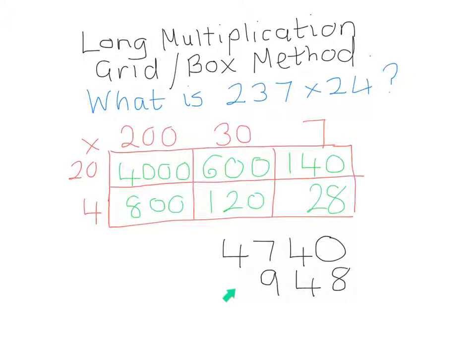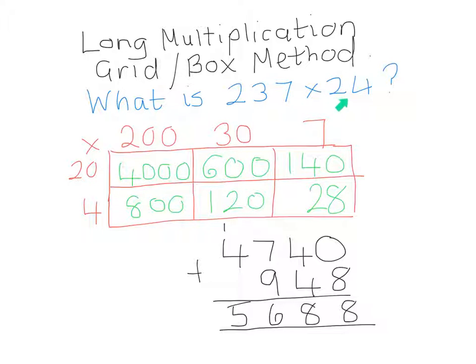If I went too fast there and added those in my head and you couldn't do that, don't worry, just make a long list of all those numbers and add them as a normal addition. So now I'm going to add them. We all start at the ones place. 8 add on 0 is 8, 4 add on 4 is 8, 9 add on 7 is 16, 4 add on 1 is 5. So the answer to 237 times 24 is 5,688.